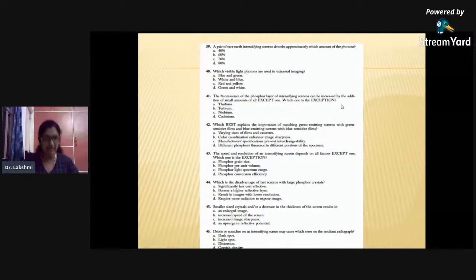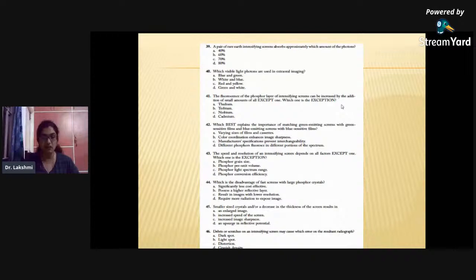Okay. 43. The speed and resolution of an intensifying screen depends on all factors except one. Which one is the exception? Phosphor grain size, yes. Phosphor per unit volume, fine. C is the answer. So it does not really depend on phosphor spectrum range. And D is also, it's the phosphor conversion, large phosphor crystals. Okay, the answer is C.